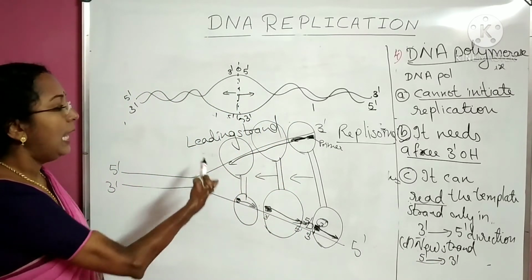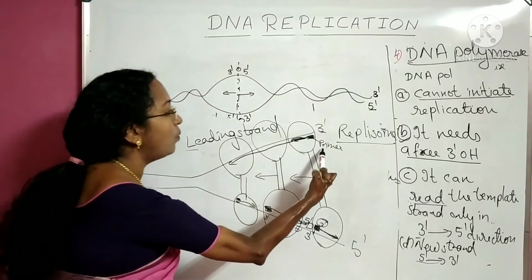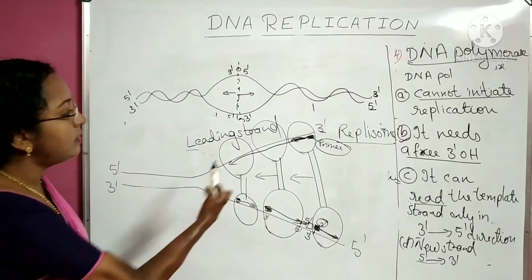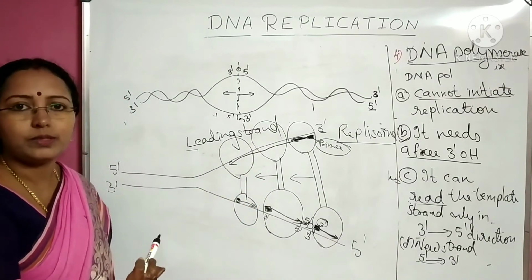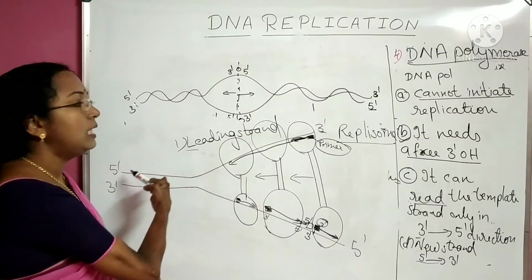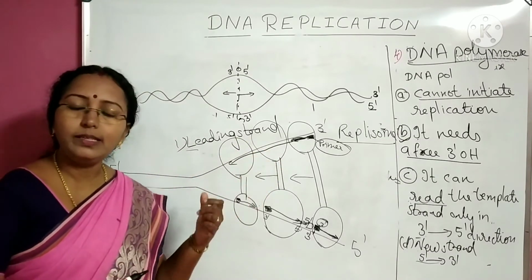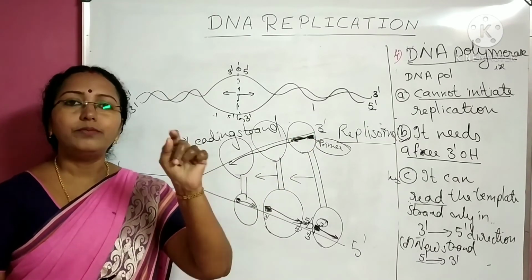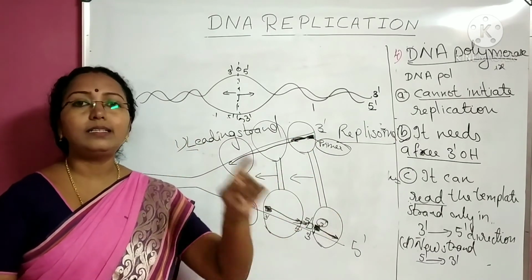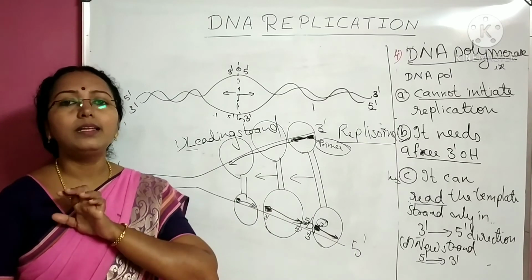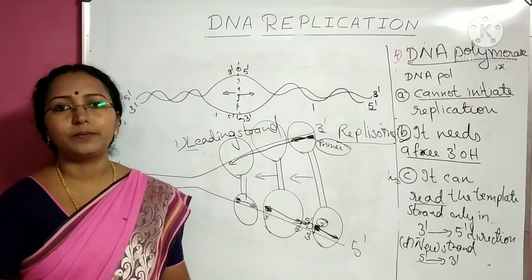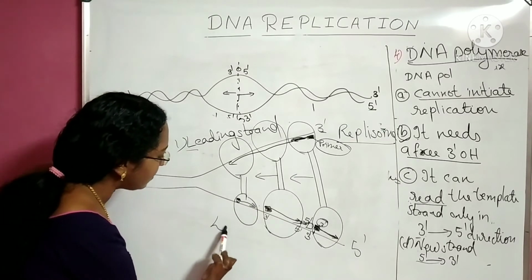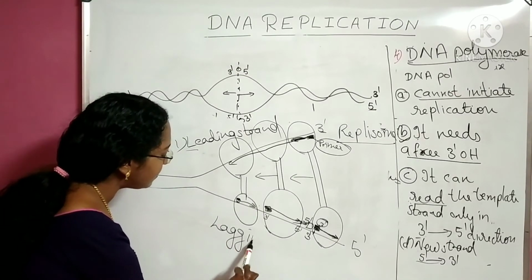No problem. And this leading strand needs only one primer. One primer. And there is no gap found here. So those are the features of the leading strand. It is continuously synthesized. It is always synthesized to the template which is running from 3 to 5. It needs only one primer and there is no gap in between. Now what about the other strand? This other strand is called the lagging strand.